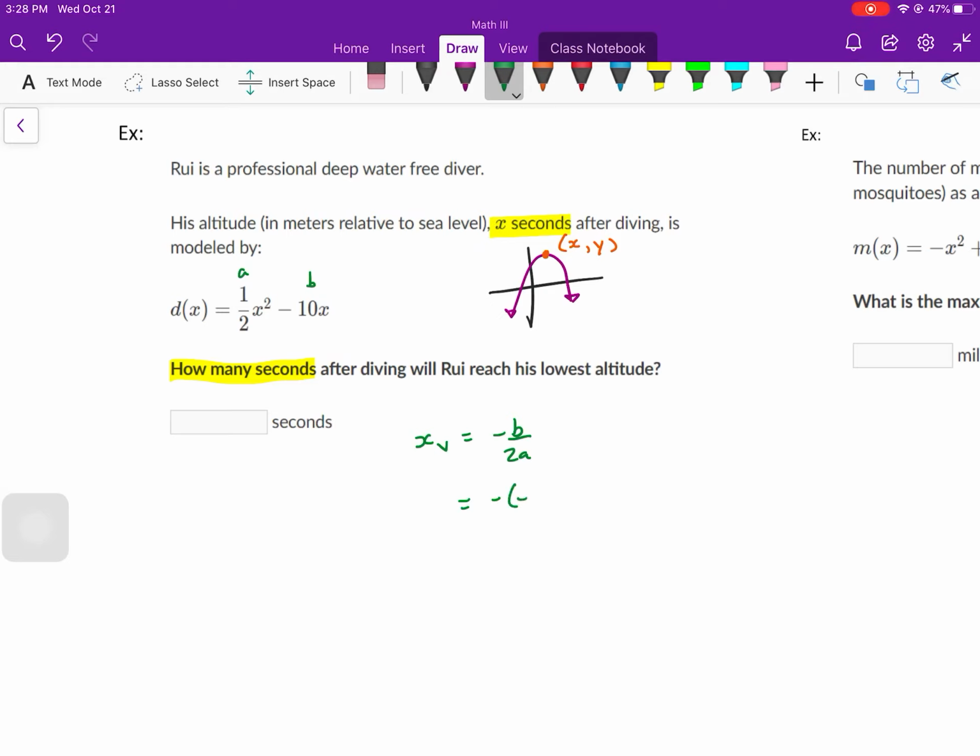So b is negative 10 over 2 times 1/2. What's 1/2 of 2? That's just 1, so that's going to work out nicely. So negative negative becomes a positive, and then on the bottom we have 1, so it's just 10. So the x-coordinate, it happens at 10. If it asks what is the lowest altitude, you plug it back in to find out what that actual altitude is.